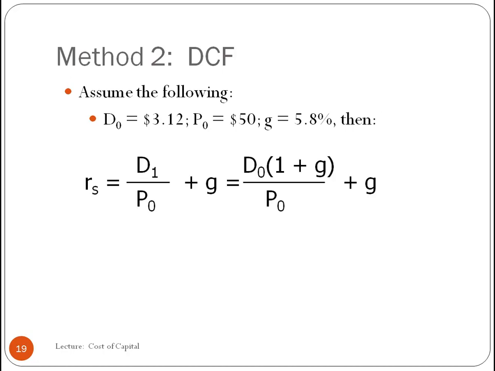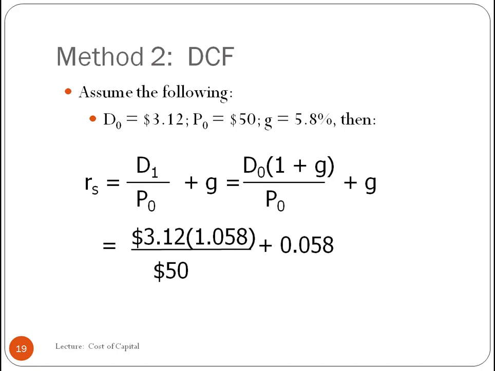So if we bring in the equation from the previous slide and fill in the values, the dividend next year is going to be our dividend today times the growth factor, which is 1.058. So it's 3.12 times 1.058 divided by 50, and that's our dividend yield. And then we add the growth rate of the dividend, which is 5.8%. And we have 6.6 plus 5.8, which is 12.4%. So for the DCF, our cost of equity is 12.4%.